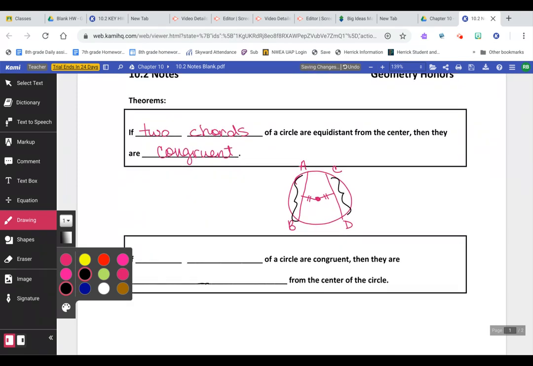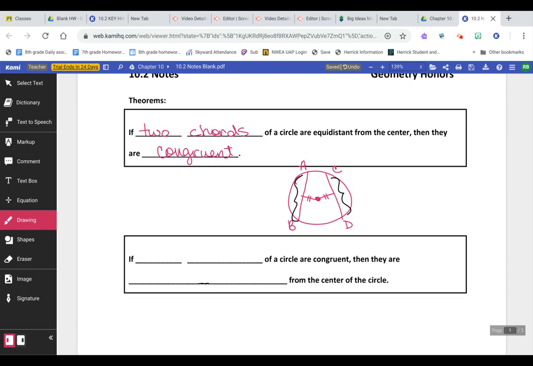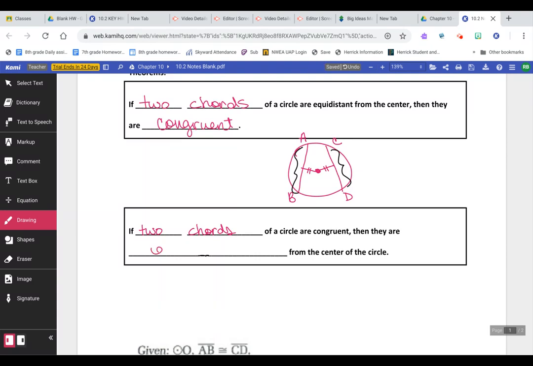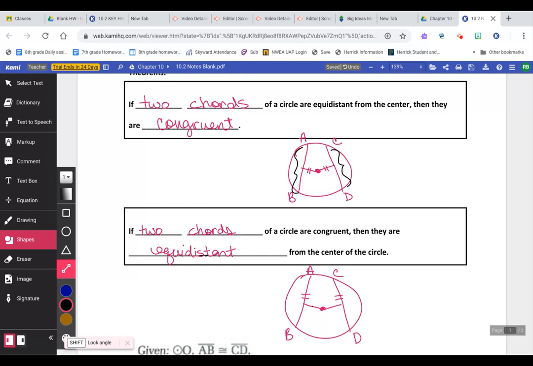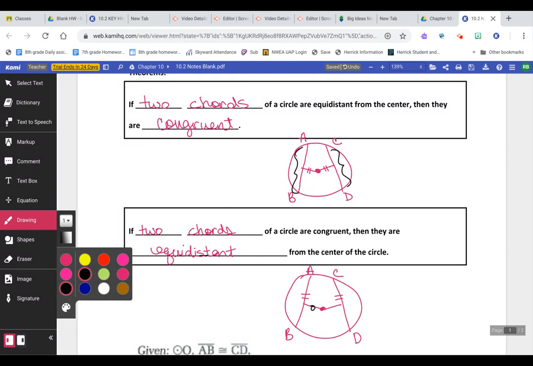The next theorem states the same thing, only the opposite. If two chords of a circle are congruent, then we can conclude that they are equidistant from the center of the circle. So if we have a circle again, and this time we're told that AB is congruent to CD. So if we know that this is congruent to that, then we can conclude that this is congruent to this line.